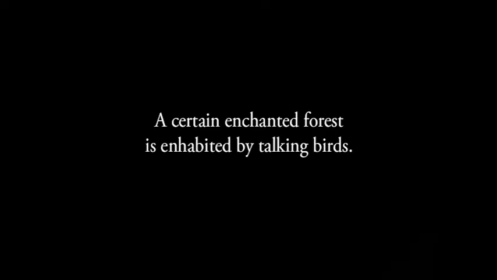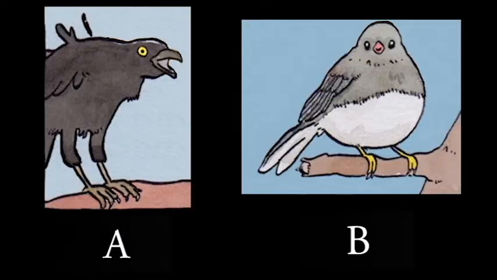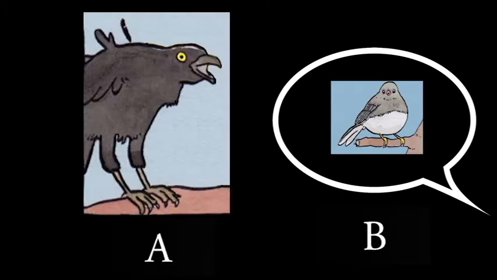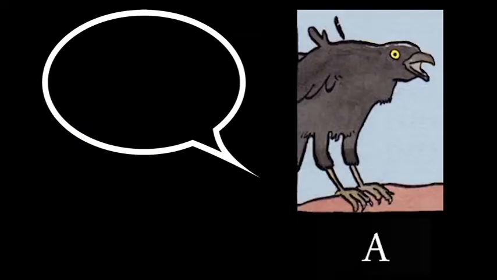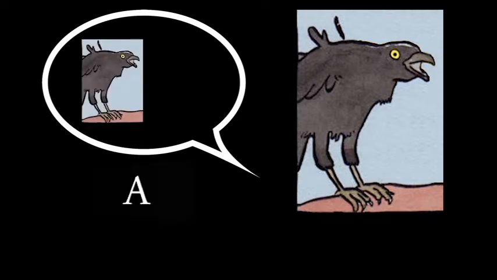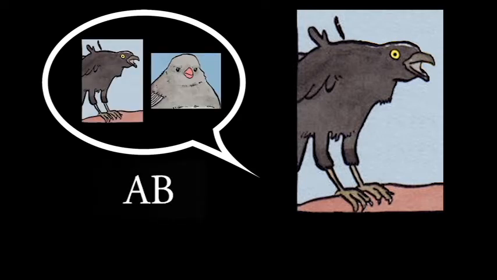A certain enchanted forest is inhabited by talking birds. Given any birds A and B, if you call out the name of B to A, then A will respond by calling out the name of some bird in the forest. We will call this A's response to B, or AB.